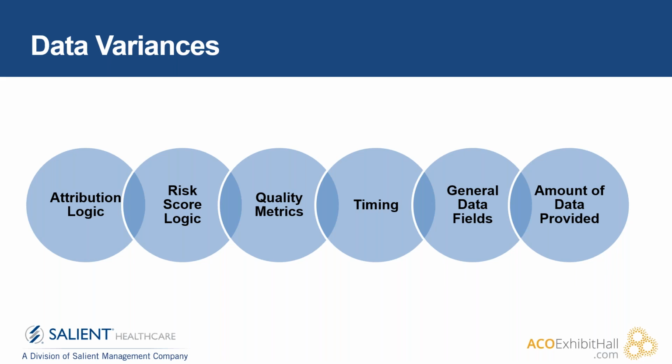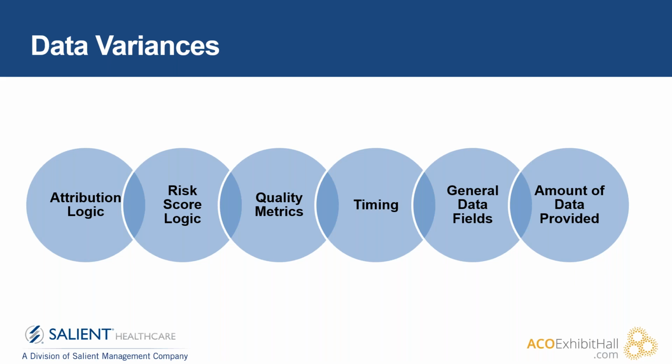Second, you have your risk score logic. Now, some contracts use CMS's hierarchical condition category. Other contracts might use the Johns Hopkins model or the diagnostic cost grouper. If you can't easily view that information in one place, then at some point, you're going to be stuck downloading all that data onto multiple Excel spreadsheets and then trying to make sense of that data, which is kind of like trying to measure something in both the metric system and the American standard system at the same time. It kind of doesn't work together so well.